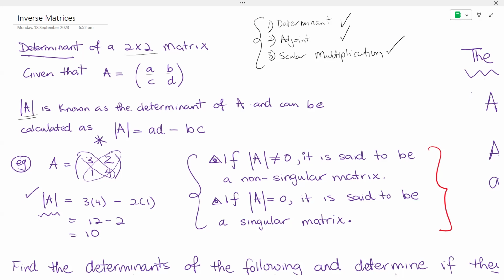So if you look at A, B, C, and D, ultimately it is the diagonals subtracting each other. So A by D, first element by fourth element, subtract second element by third element. So that's where we got AD minus BC. And that's it here. The determinant of A is equal to AD minus BC. So it's straightforward. Let me get into it.